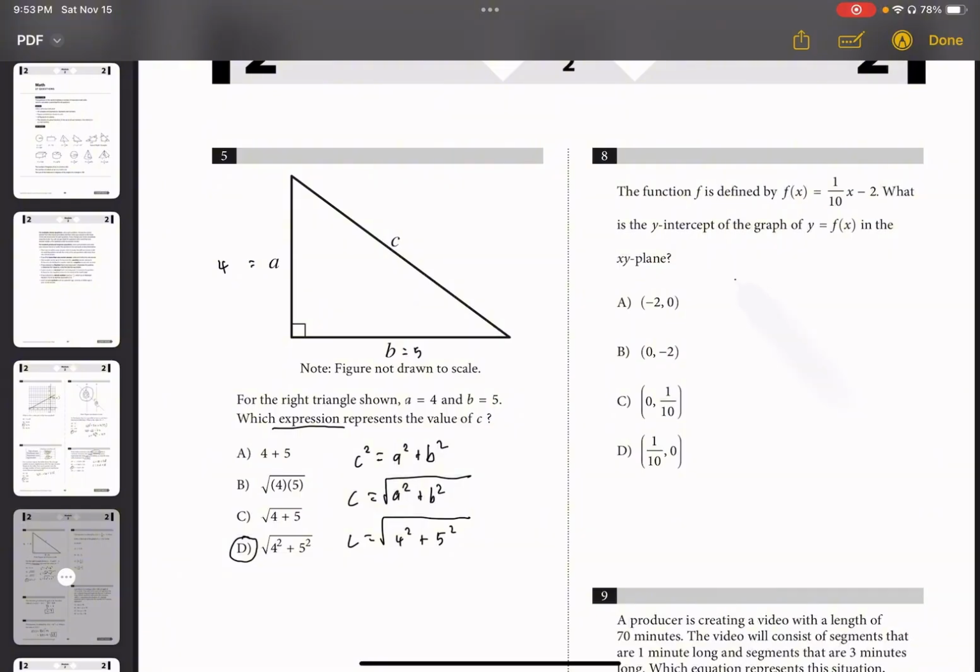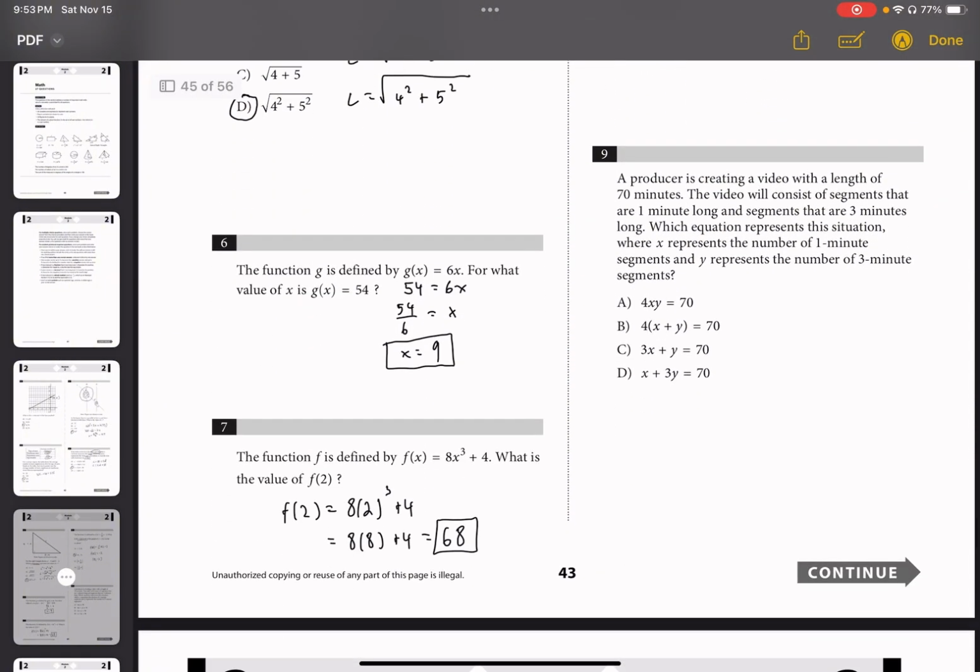Okay, so we have our y-intercept that we're looking for. So we set x equal to 0, so f of 0 is going to be equal to 1 over 10 times 0 minus 2. So f of 0 is equal to negative 2. So our y-intercept is 0, negative 2, answer choice B.